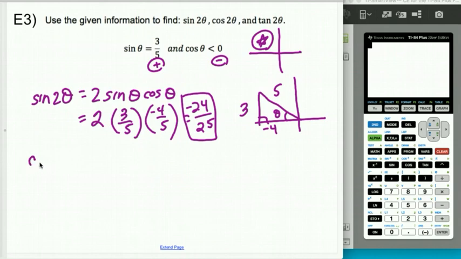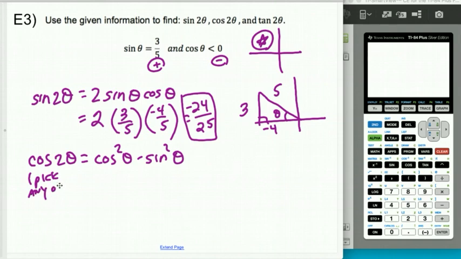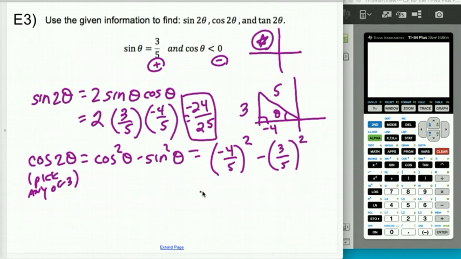I know that the cosine of 2 theta, I could use any of 3 different formulae, but I'm just going to pick cosine squared minus sine squared. I could pick any of them. You could pick any of the 3 that we've gone over, but I'm just going to pick this one. So cosine of theta squared would be a -4/5 quantity squared, minus sine is a 3/5 quantity squared. So I'm going to get that this is a 16/25 minus a 9/25, or a 7/25, right?